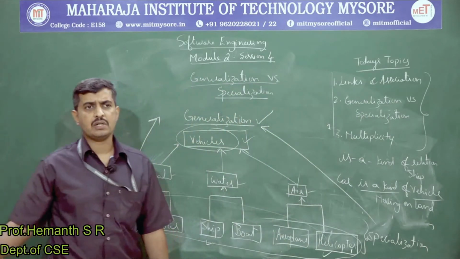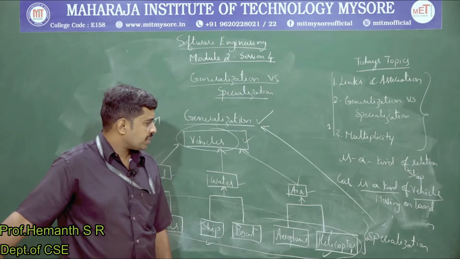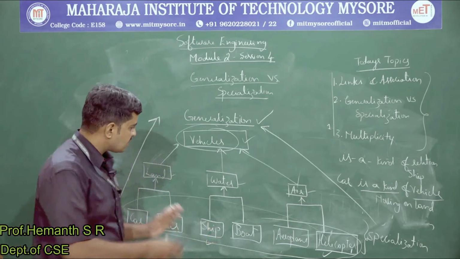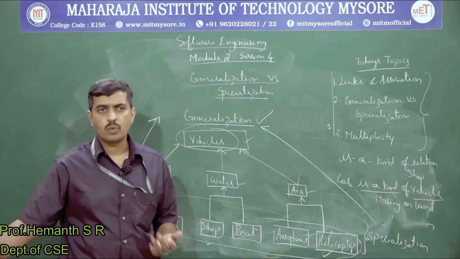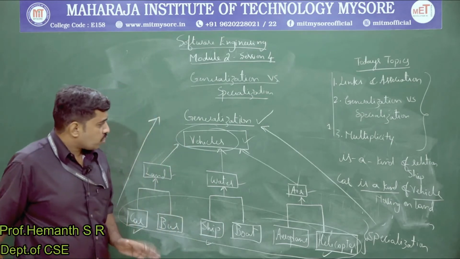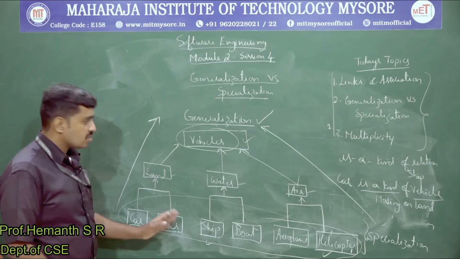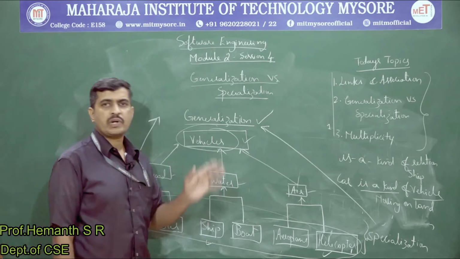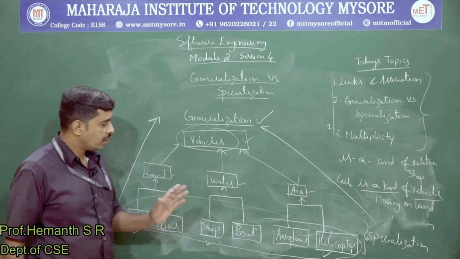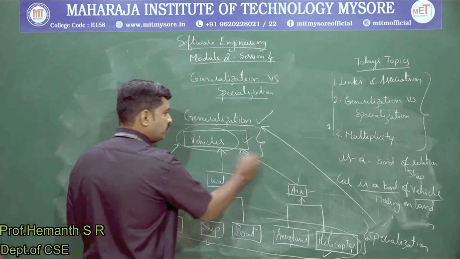So this was all about generalization. Now what is specialization? Specialization is the reverse of whatever was discussed as generalization. So what happens in specialization? In specialization, we create subclasses from the existing superclass. So we will have a superclass. Now consider the same example. Assume I just have this superclass vehicle. I just have this data.